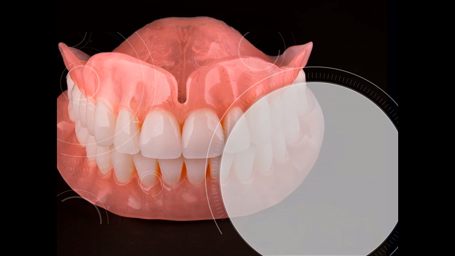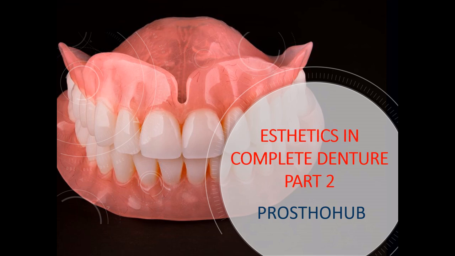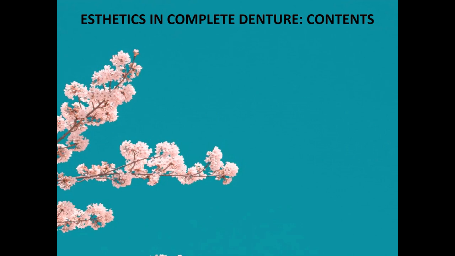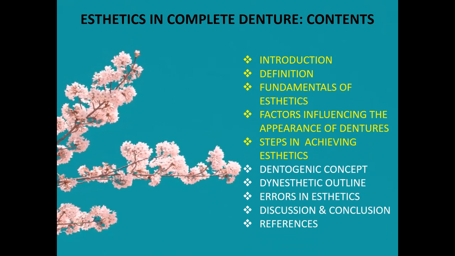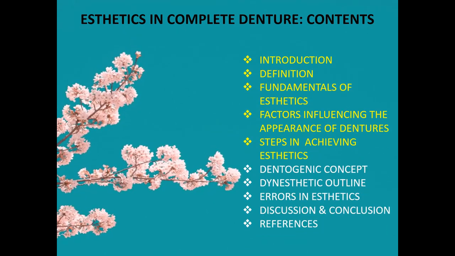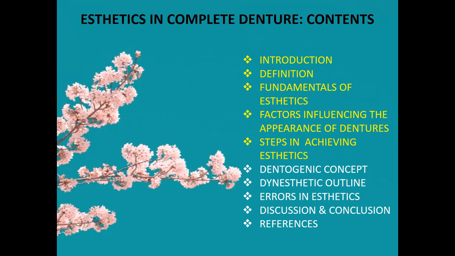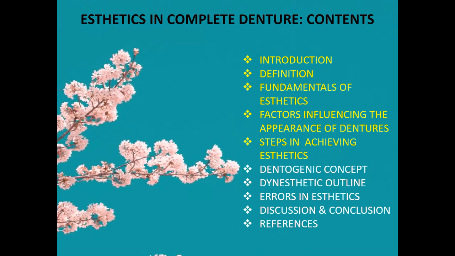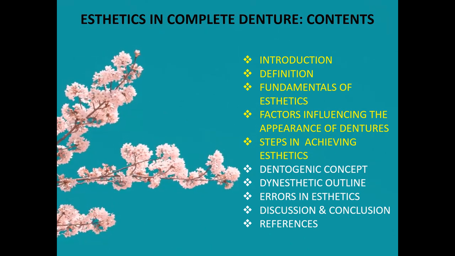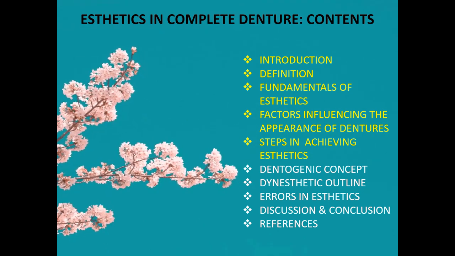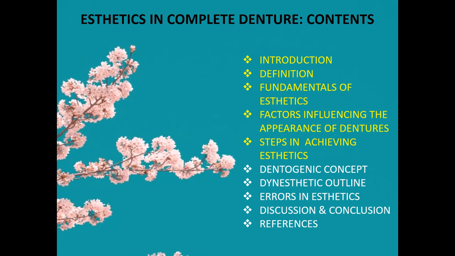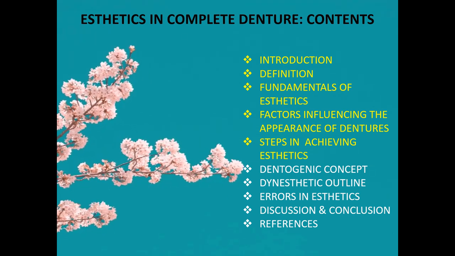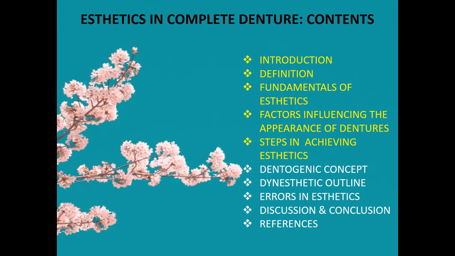Hello everyone, welcome back to my channel Prosto Hub, and today we are going to discuss the second part of our topic Aesthetics in Complete Denture. So in our previous session we have discussed the fundamentals of aesthetics and the various factors influencing the appearance of dentures, and we were discussing the various steps in achieving aesthetics. I think we have discussed till teeth selection, and in this session we will be discussing the remaining portion as well as the Dentogenic Concept and Dynesthetic outline, which is the most important part of this topic.